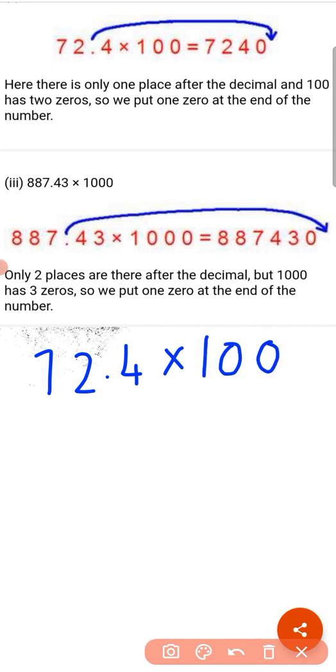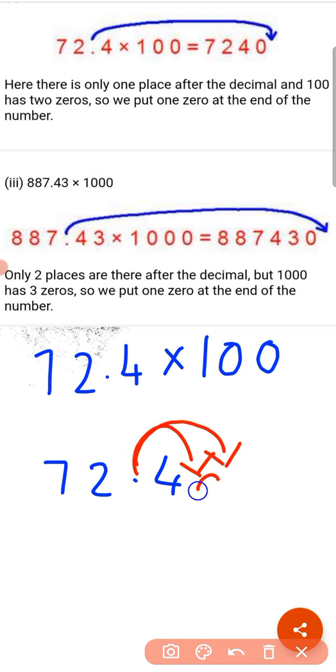Into 100 means, children, you should shift the point 2 places to the right side. 2 places. So 72.4. That is 1 place. Then we need one more place also. Here there is only 1 place after the decimal, and 100 has 2 zeros. So we put a 0 at the end. We want one more place, so put a 0. This is the position of the decimal now.